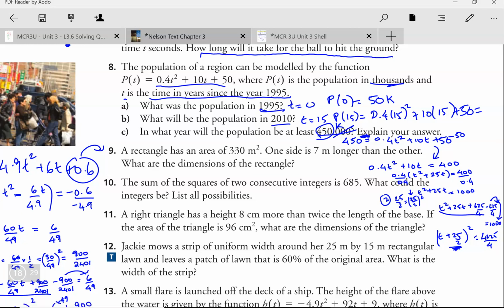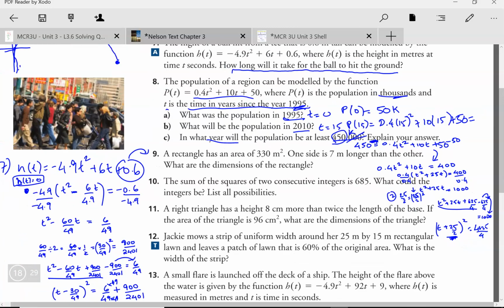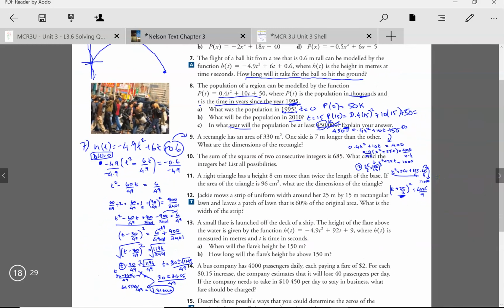And maybe you'll get one t that is negative. Again, you can basically ignore that t and just focus on the t that's positive, and then add that to 1995 to get the year in which the population will be at least that value. Again, I would recommend trying all these questions.